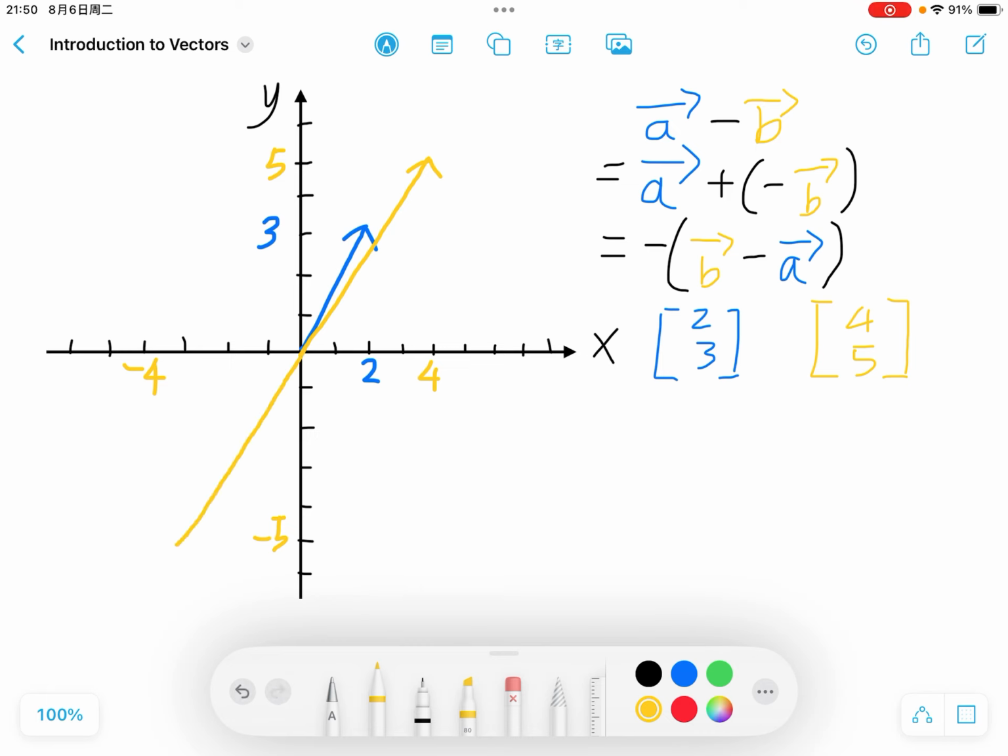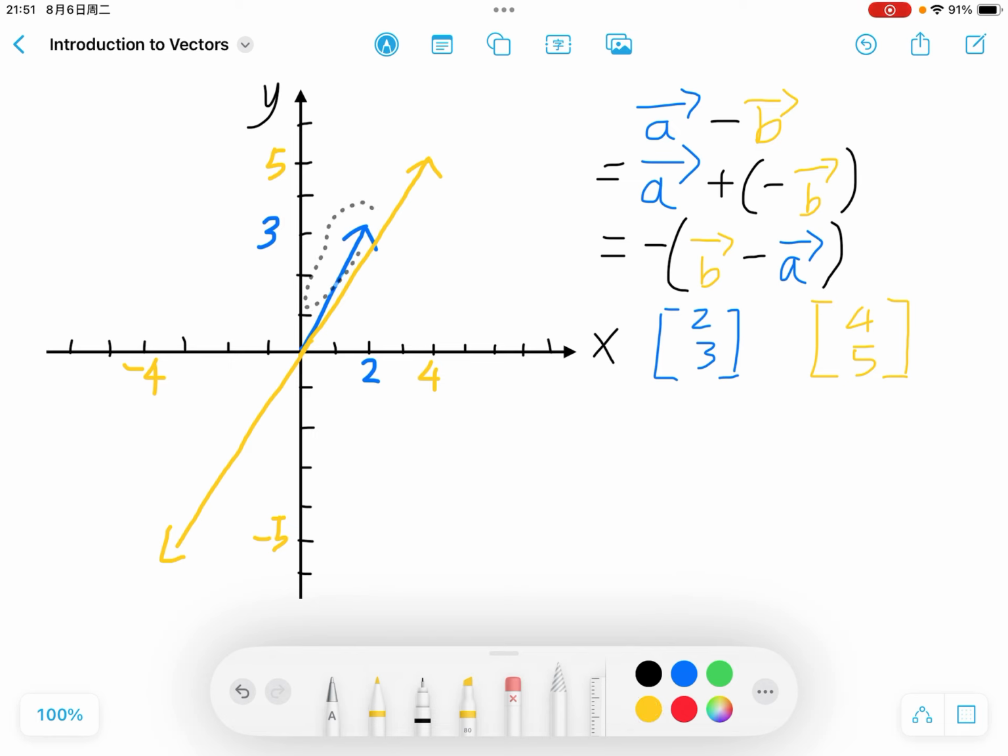Okay, so if I took the opposite of my vector, then this is what I'd get. Now I want to take away B from A, so basically I have vector A plus negative vector B. So what do we do when we add two vectors?